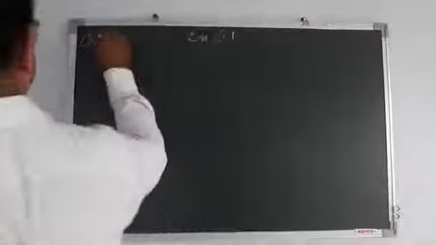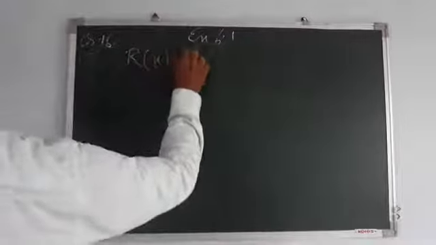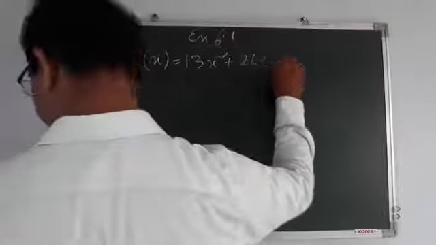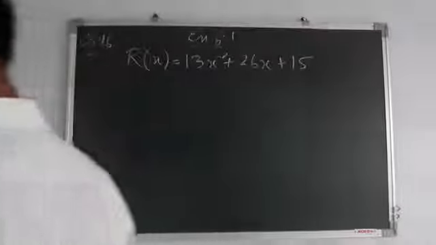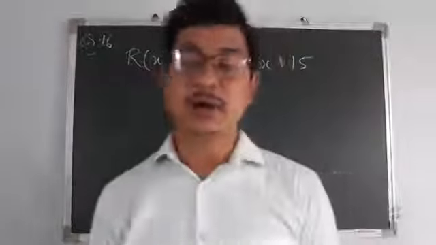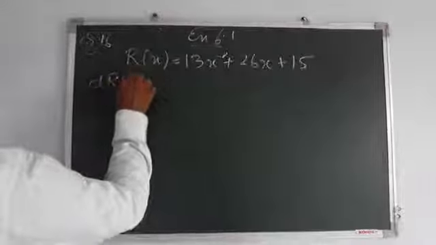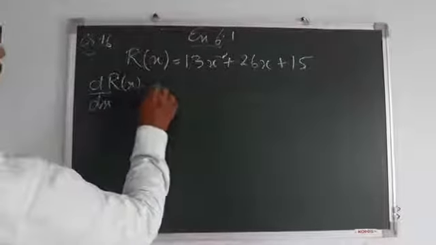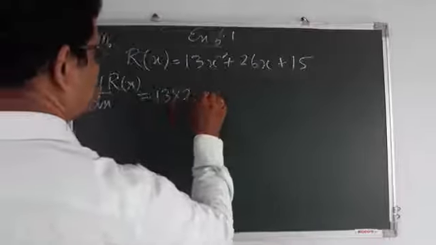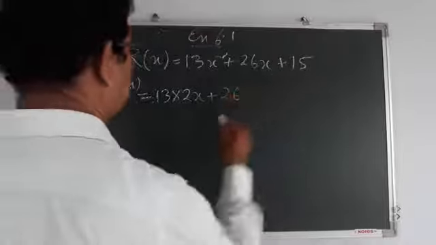This time also same thing. R(x) is given as 13x² + 26x + 15. This is our revenue. So here also, if you want to find the marginal revenue, same thing you have to do. You have to differentiate R(x), revenue, with respect to x, and it is 13. This constant will come out. x² differentiation is 2x. Then 26, if we differentiate x, it will be 1, and 15 goes to 0.